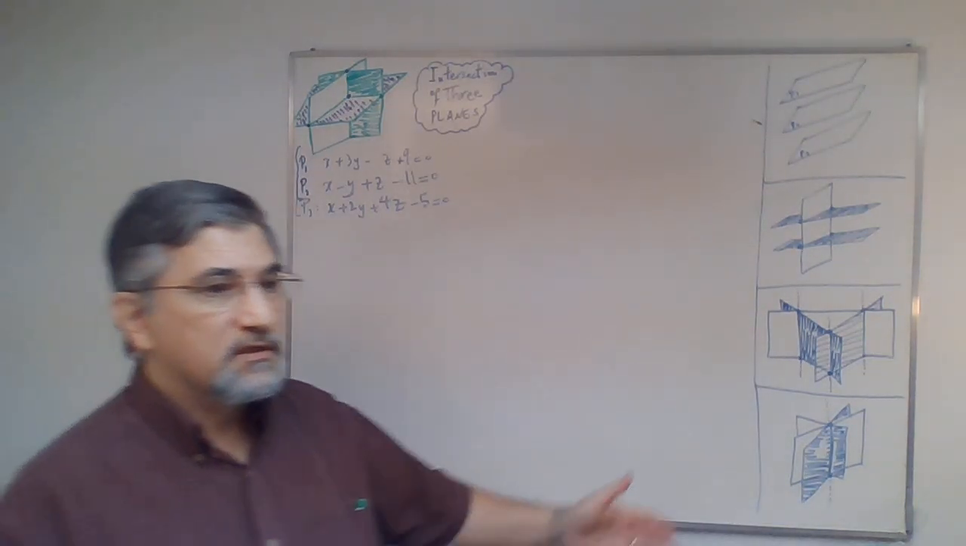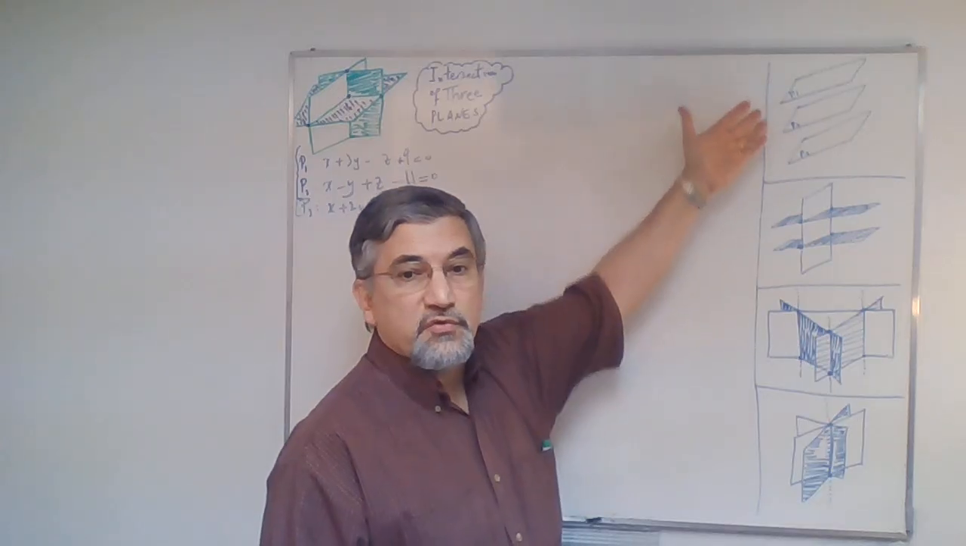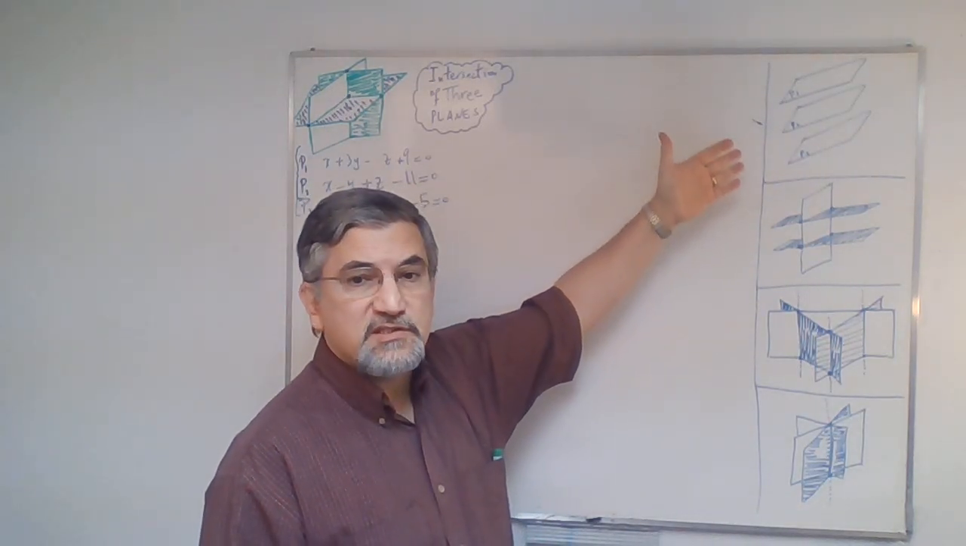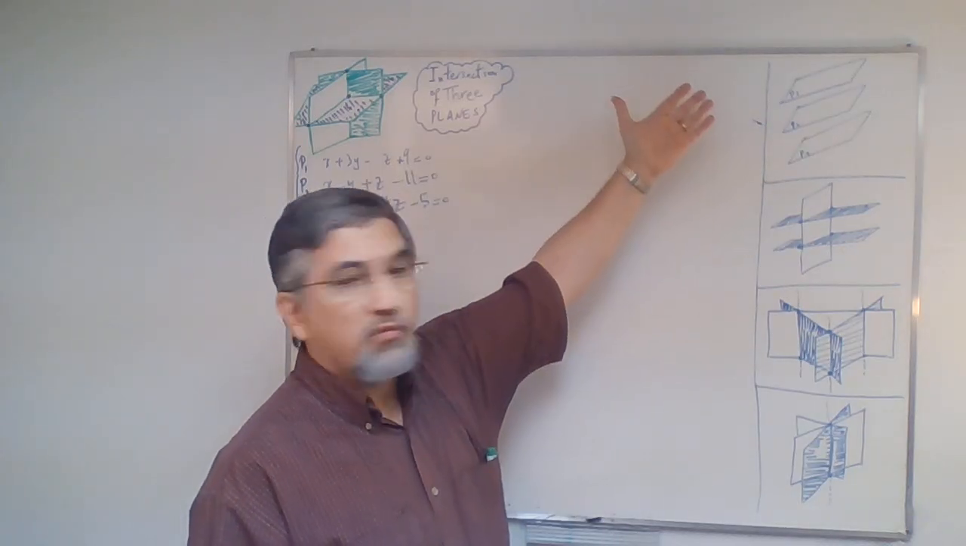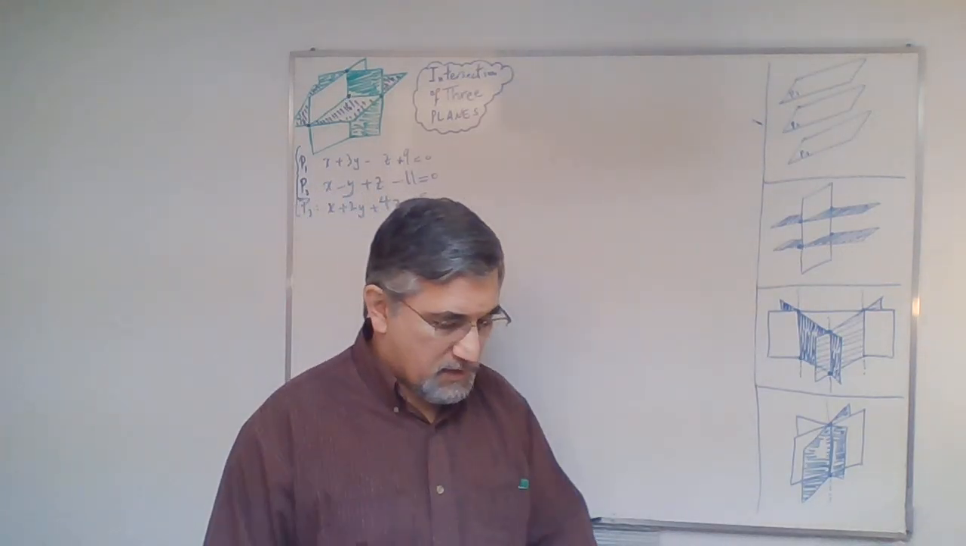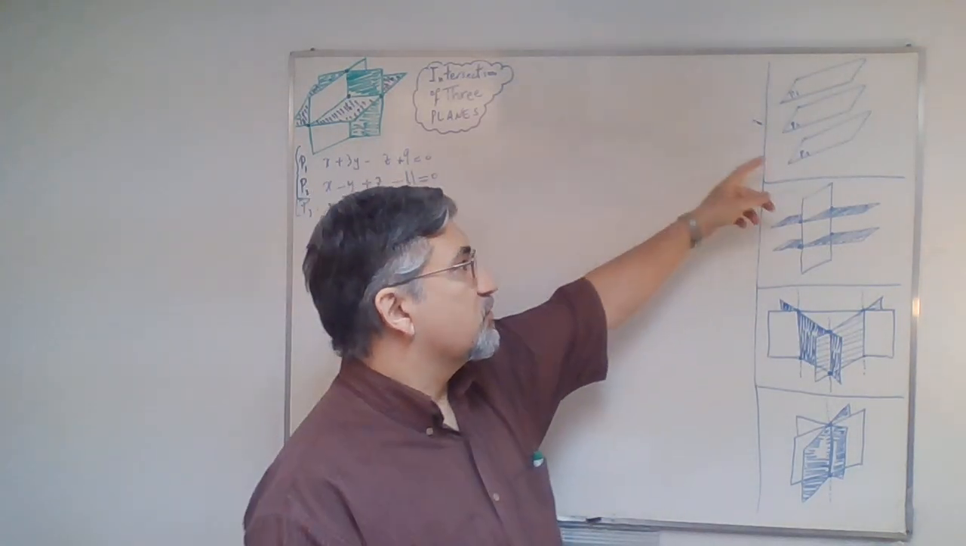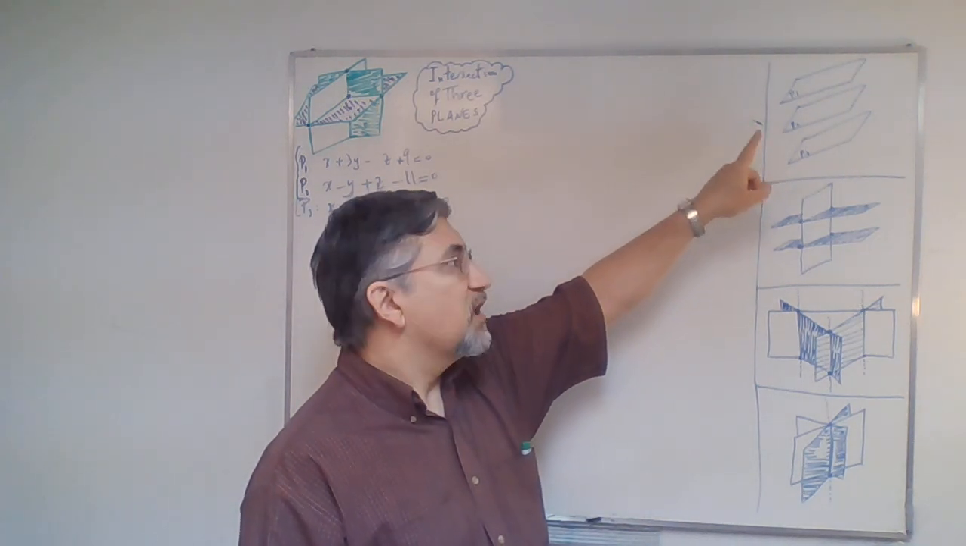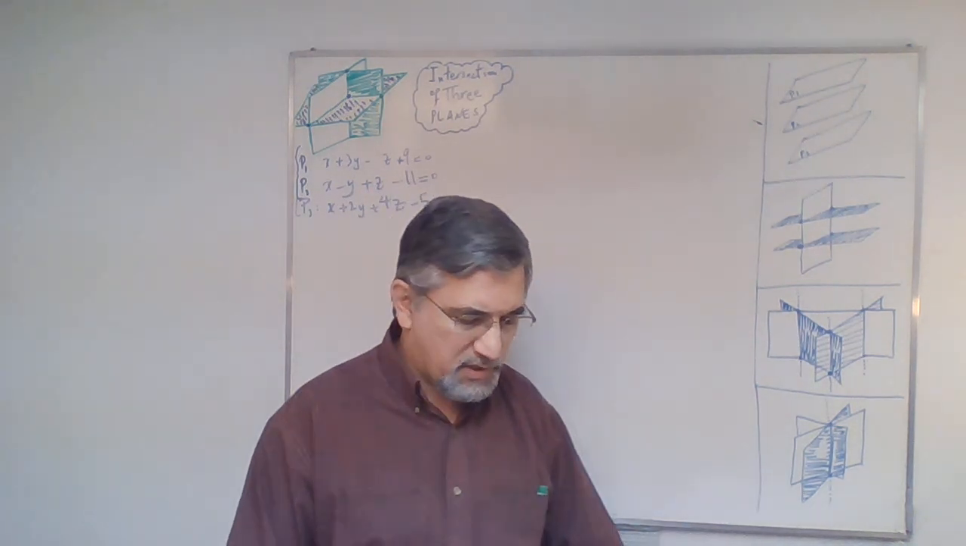So perhaps one case is where the three planes are parallel and distinct and no plane intersects the other plane at all. So this could be one scenario, for example. Obviously, we know that the three normal vectors of the three planes will be collinear because the planes are parallel.